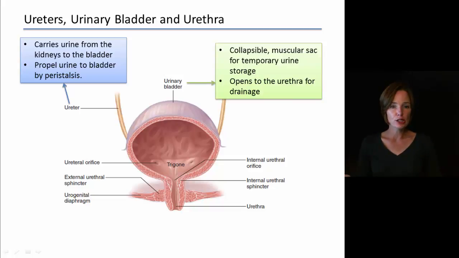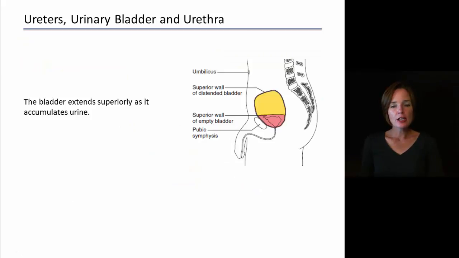The bladder itself, which is the largest structure that we see in this image here, is a collapsible muscular sac. Its primary purpose is to temporarily store the urine until we're really ready to expel it from the body. It will open to the urethra, which is where it actually exits from the body.